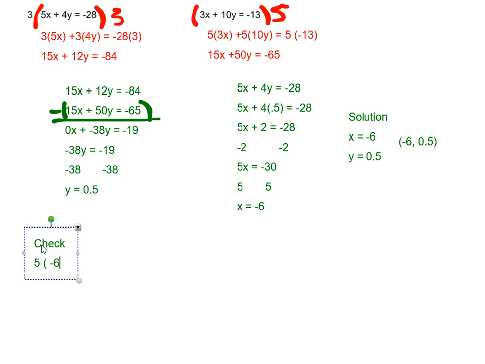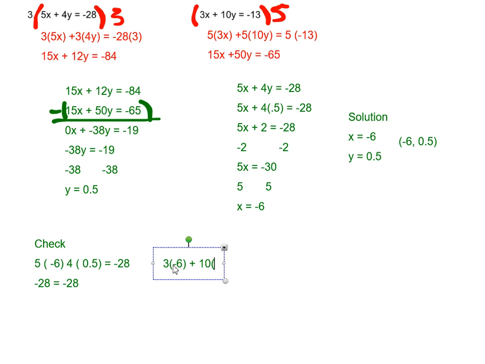plus 4 times 0.5 equals negative 28. If you type it in your calculator, you should get negative 28 is equal to negative 28. So that one will verify. And the next one will be 3 times negative 6 plus 10 times 0.5 is equal to negative 13.